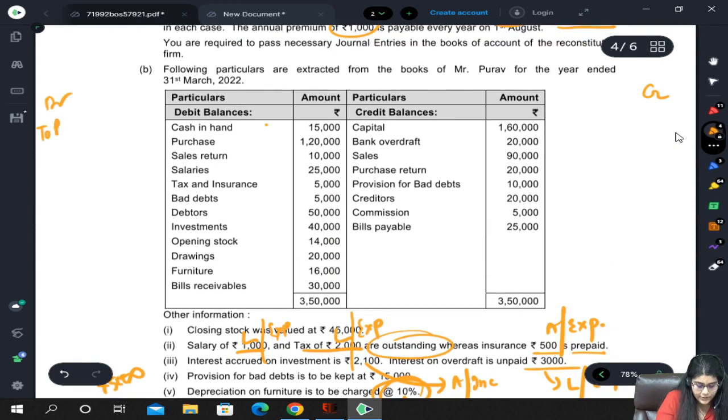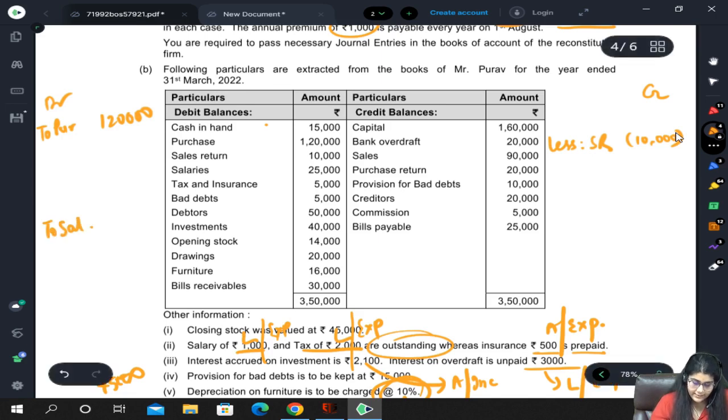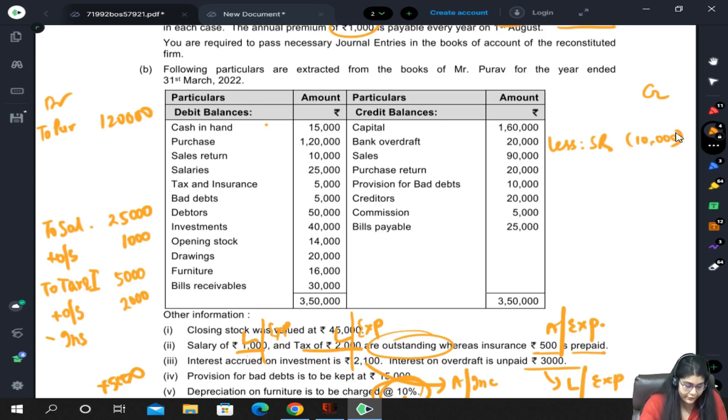This one will be purchase, 1,20,000. Sales return will go away from sales, so negative on the credit side. Salaries will come as an expenditure, 25,000. We have to adjust this 1,000 outstanding, so plus outstanding salary of 1,000. Tax and insurance again over here showing 5,000. Now we have to add outstanding tax of 2,000 and we have to subtract prepaid insurance of 500.